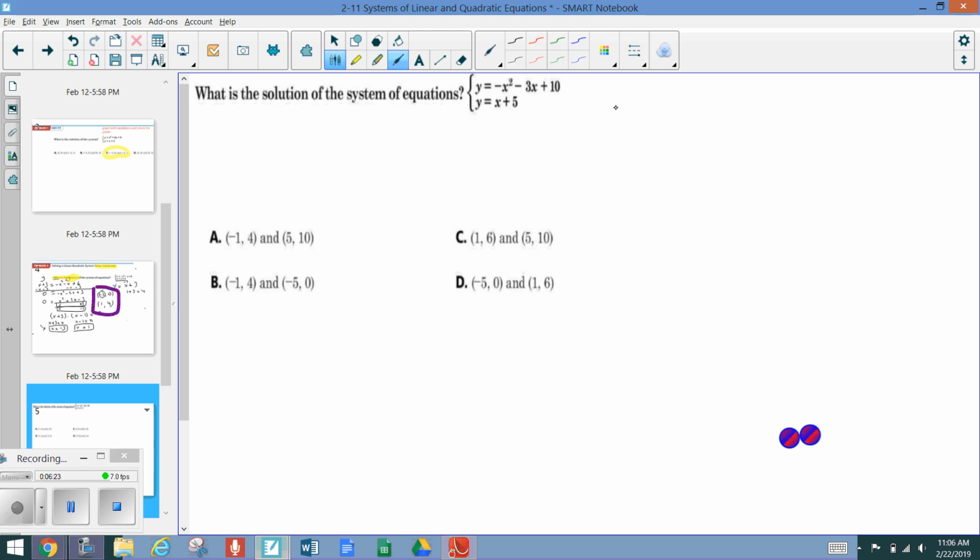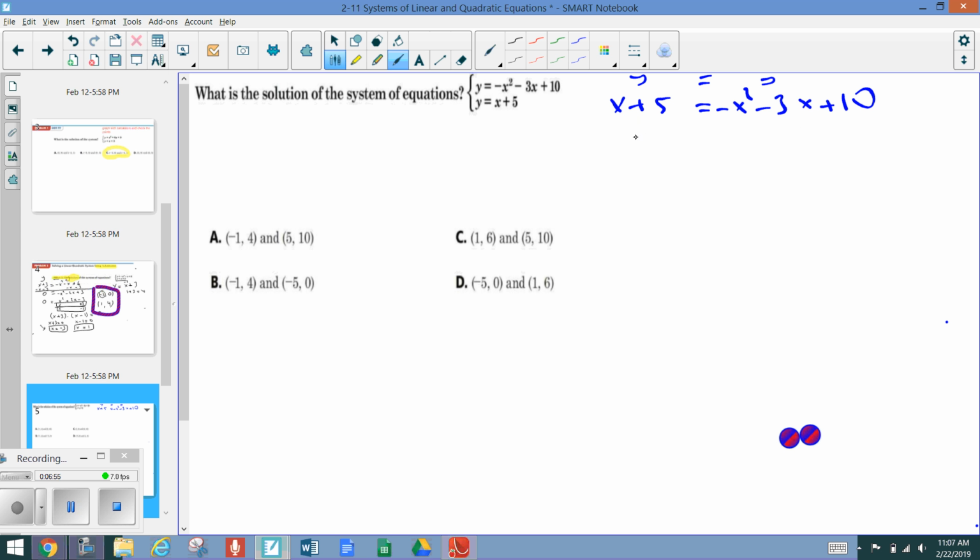We'll do the same thing. Y is equal to x plus 5, correct? Y is equal to x plus 5, and at the same time, y is equal to negative x squared minus 3x plus 10. So since the y's are equal, those expressions are equal. And if I wrote those down correctly, yes, I did.